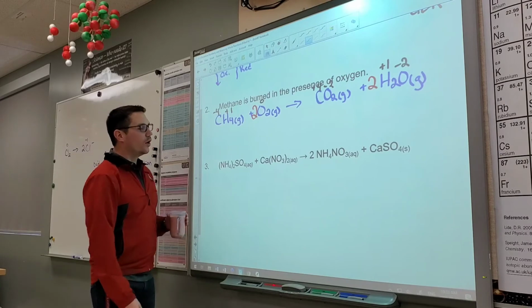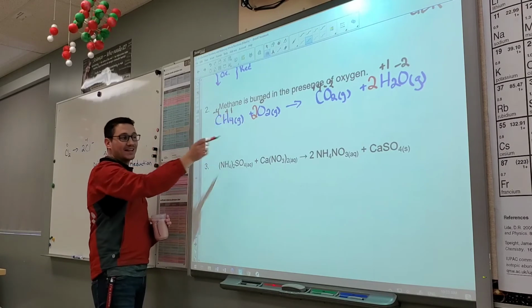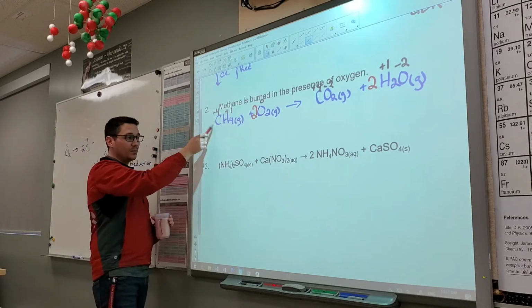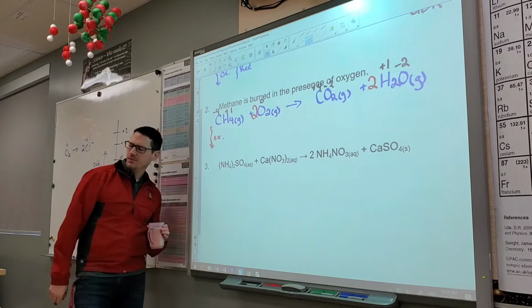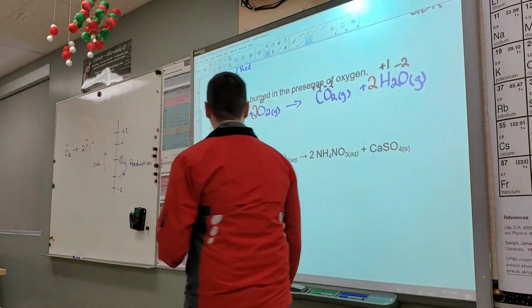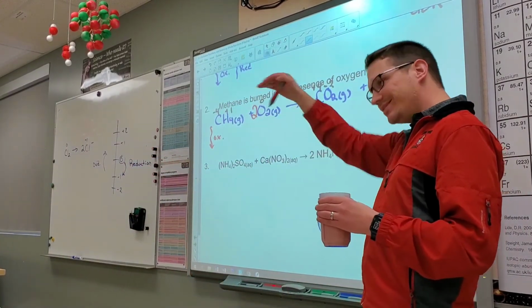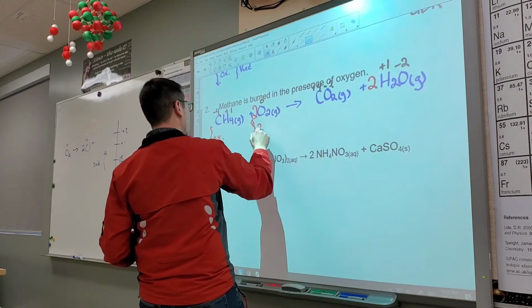Mostly. Okay, so the methane itself, the entire thing, not just the carbon, is what's being oxidized. And then the oxygen is going from 0 to -2. Yeah, the charge is decreasing. So yeah, that's reduced. No problem.